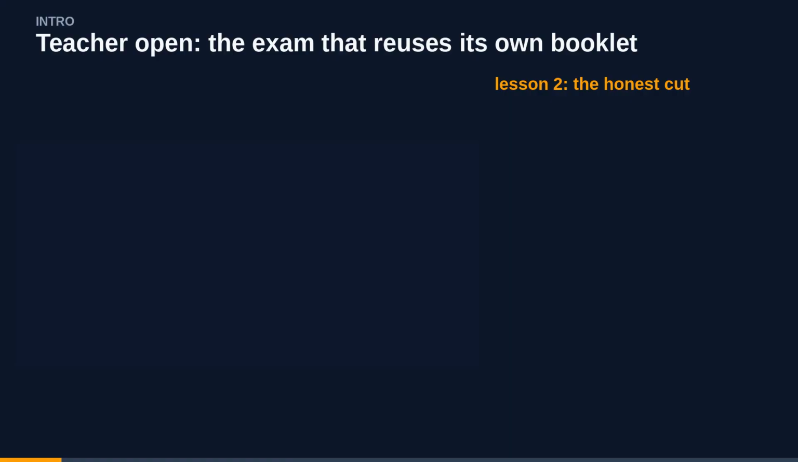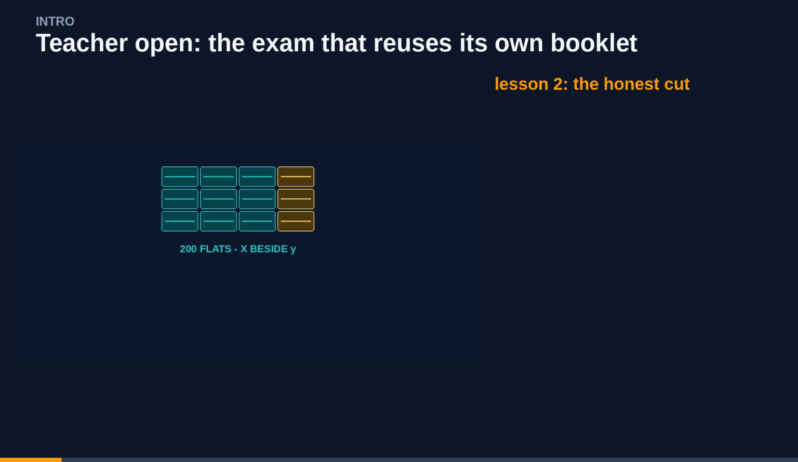Today, let's learn the first thing you must do to a dataset before any model exists: the cut that keeps your model honest. Last lesson, we laid 200 rented flats out as a table of facts, X, beside the rents they fetched, Y.